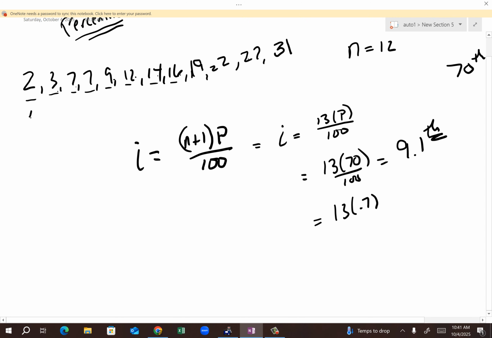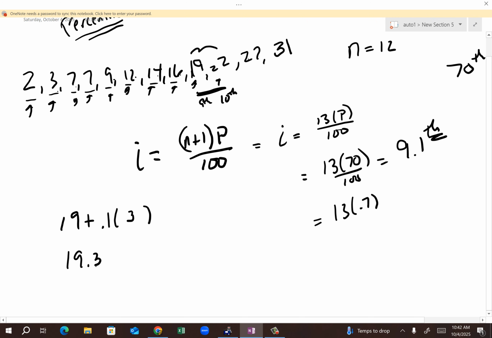But wait, Groom, there's only a ninth term, and then there's a 10th term. How do I find the 9.1th term? What we do is this. Take the 9th term, and then add 0.1 times the difference between these two. Here's the 9th term, here's the 10th term. The difference between them in this case is 3. So 19.3 is the 70th percentile on this data set.